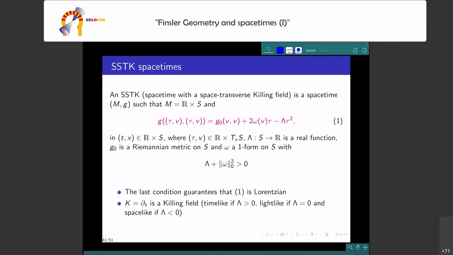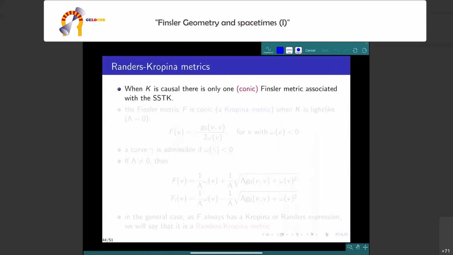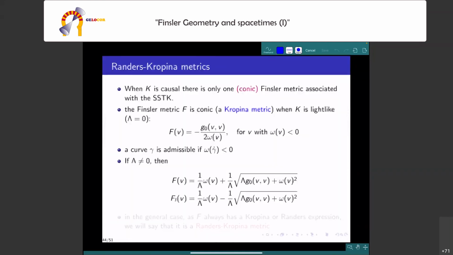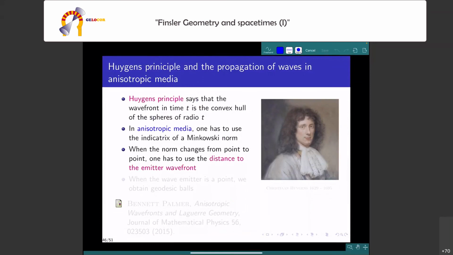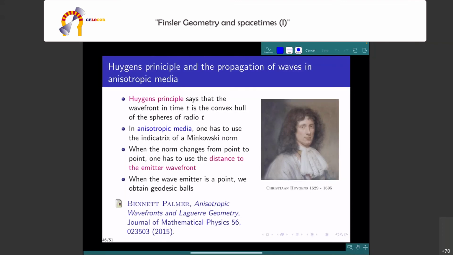Okay, so let's finish with the application to wildfire spread modeling. Basically, the Huygens principle says that the wavefront at time t is the convex hull of the spheres of radius t. And then in an anisotropic medium, you have to consider the indicatrices of a Minkowski norm. When the Minkowski norm changes from point to point, then you have to use the distance to the emitter. If the wave emitter is a point, then you have to consider geodesic balls.